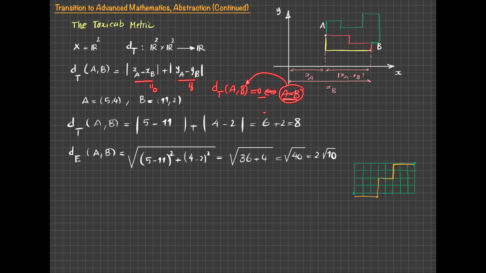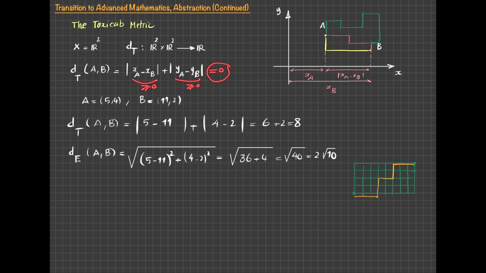And the other way around, if the taxicab distance is 0, what can I conclude? If this is equal to 0, because this is non-negative and this is non-negative, and the sum is supposed to be 0, it means that both of these two should be 0.